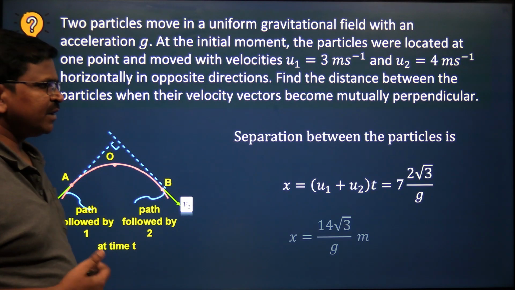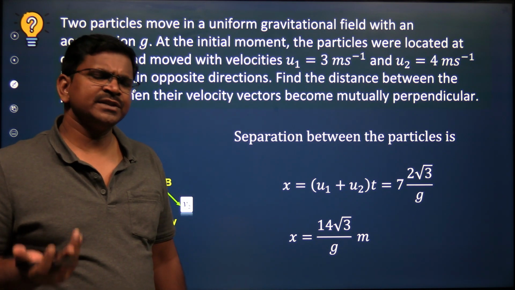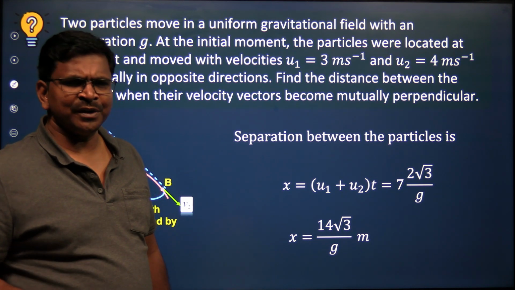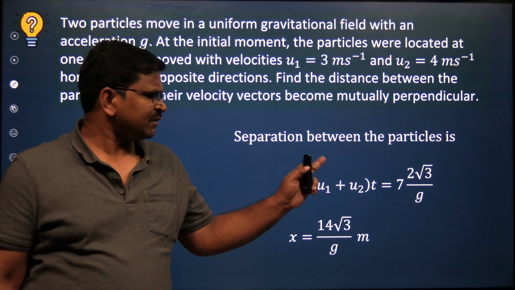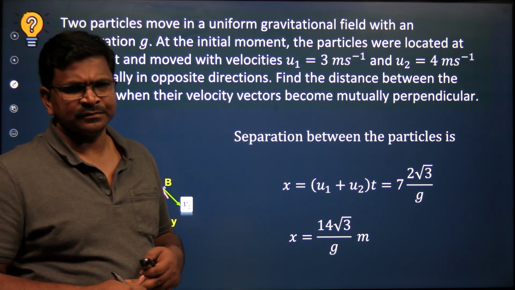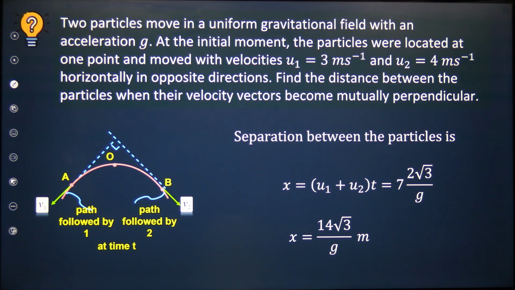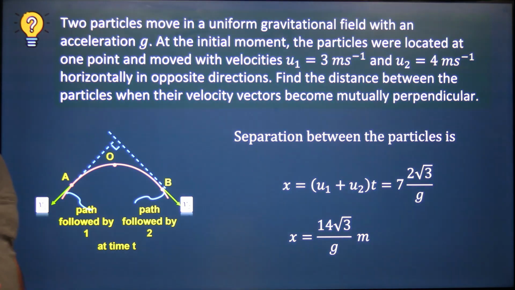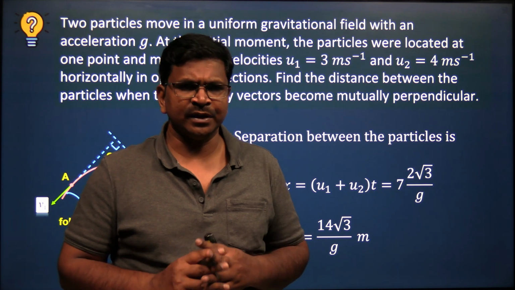Now, the separation between the two particles can be found out. x is ut because ax is 0. So u1 and u2 with t common: u1 plus u2, that is 3 plus 4, 7. So 7 into t, which we already know is 2 root 3 by g. Right. So, I hope you understand. Simple strategy. Now, by this, we have completed the discussion about horizontal projectile motion.